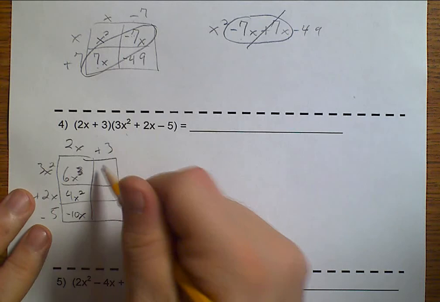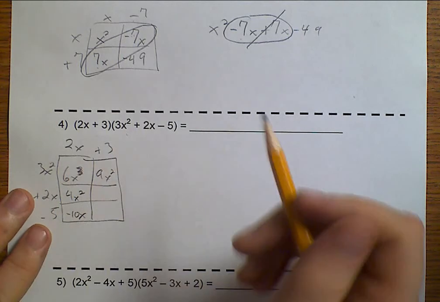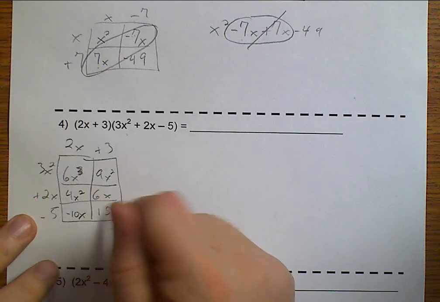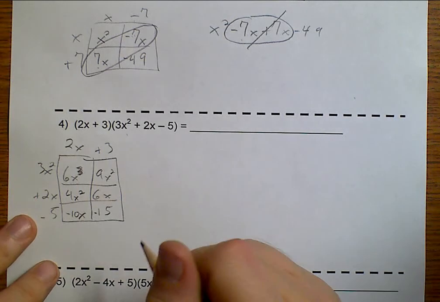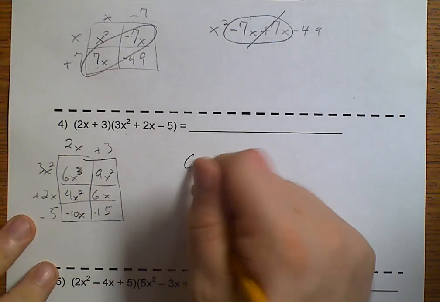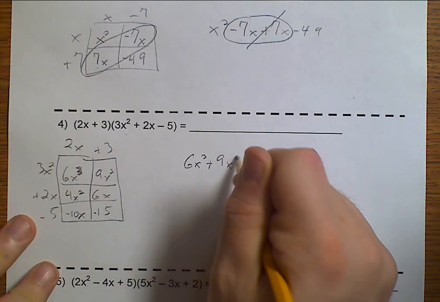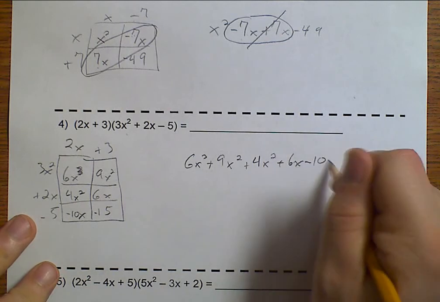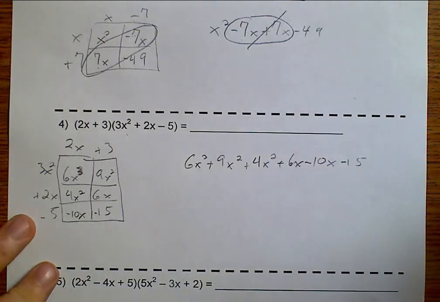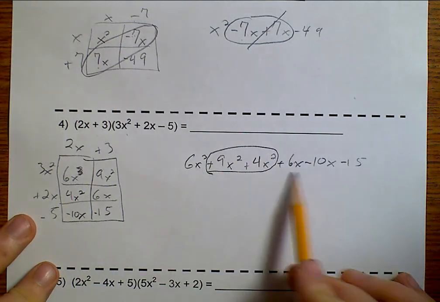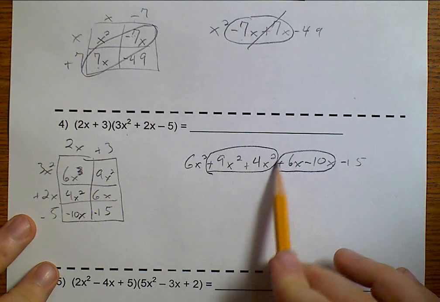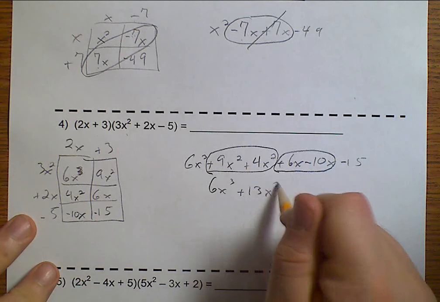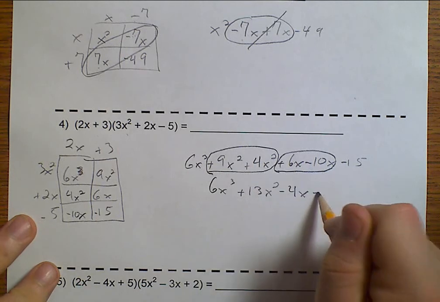3 times 3x squared make 9x squared because of that squared right there. 3 and 2x make 6x. Negative 5 and 3 make negative 15. So if we write it all out, 6x cubed plus 9x squared plus 4x squared plus 6x minus 10x minus 15. And then combine our similar terms. We'll get 6x cubed plus 13x squared minus 4x minus 15.